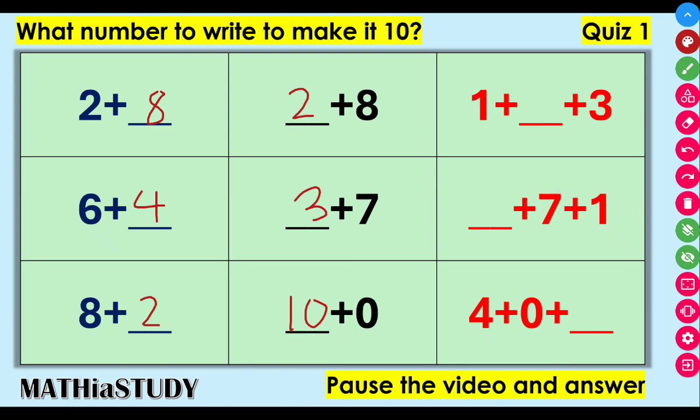1 plus 3 is 4. Plus 6 is equals to 10. 7 plus 1 is 8. Plus 2 is equals to 10. 4 plus 0 is 4. Plus 6 is equals to 10. Okay, let's move on to the next question.